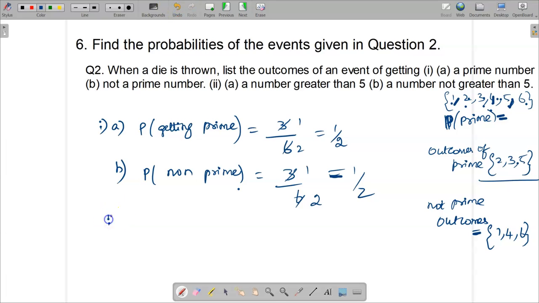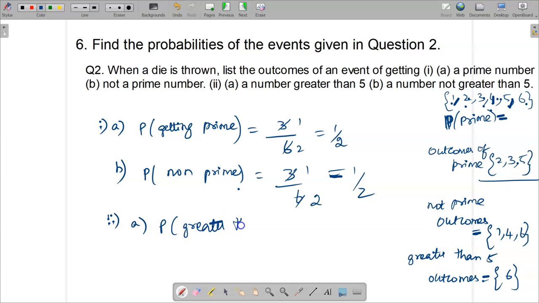And then second subdivision, A option, number greater than 5. Greater than 5, what are all the outcomes? Only 6. How many favorable outcomes? Only one favorable outcome. So the probability of greater than 5: only one number is there, that is 6. One favorable outcome out of total possible outcomes 6. So 1 by 6 is the answer.